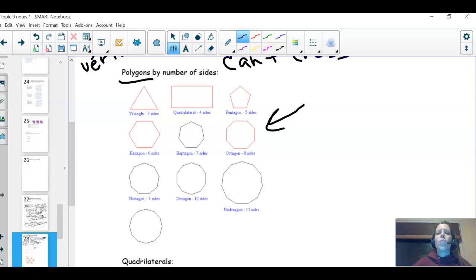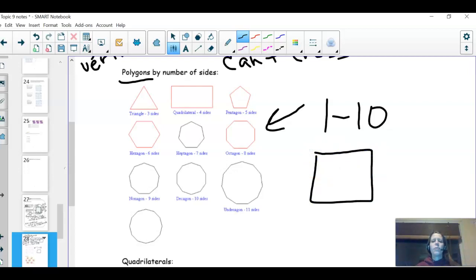Okay, I want 1 through 10. 1, I don't remember anything. 1, yo no recuerdo nada sobre polígonos. 10, I remember them really well. 10, yo recuerdo muchas cosas sobre polígonos. Can you write your number in the box? ¿Puedes escribir tu número en la caja, por favor?